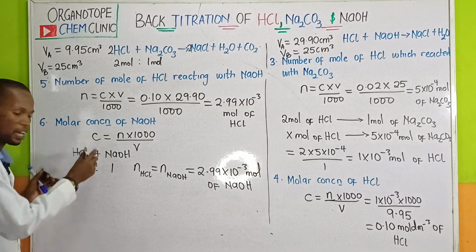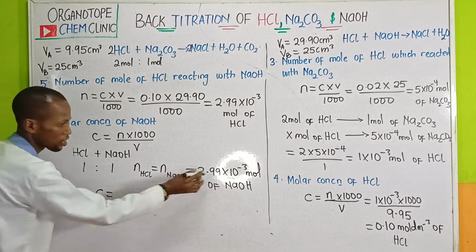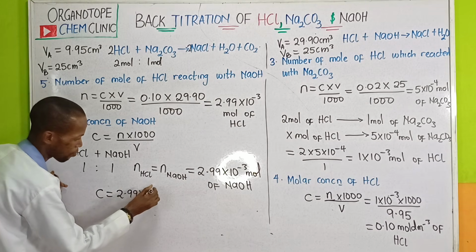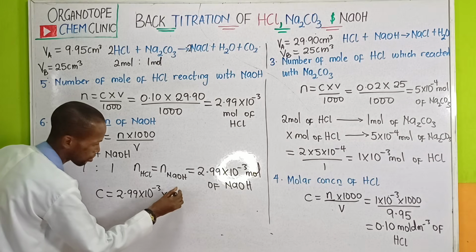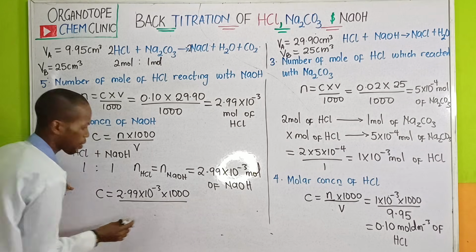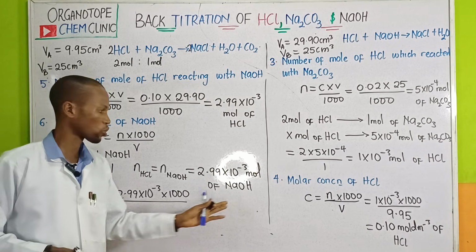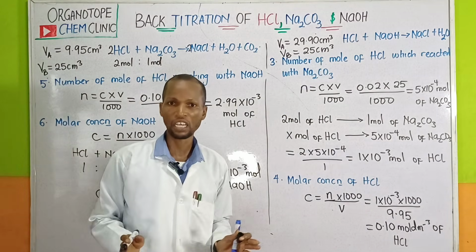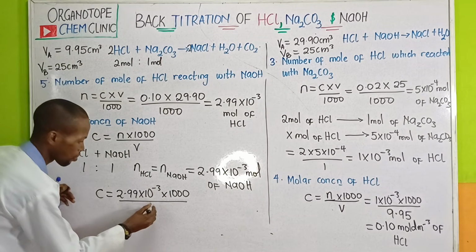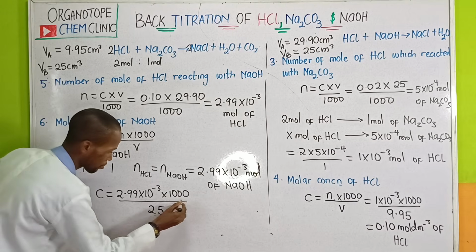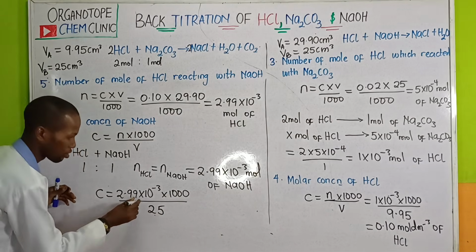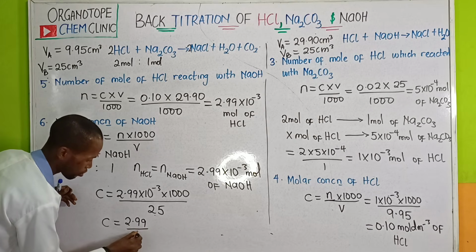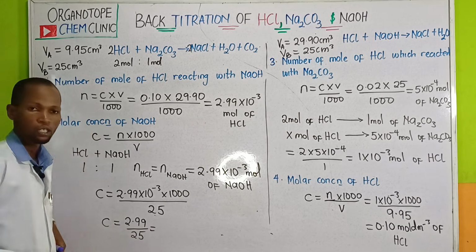So we use this formula. Concentration equals the number of mole, which is 2.99 times 10 raised to power minus 3, times 1000, divided by what is the volume of sodium hydroxide used in this titration. We have 25 cm³ of sodium hydroxide, so divided by 25. Okay, so this will result in, at the numerator, 2.99 divided by 25.